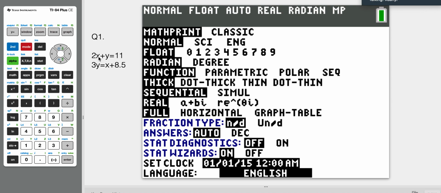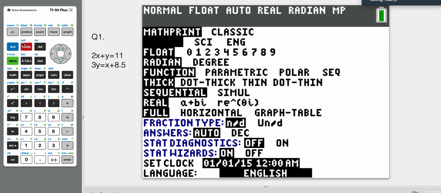Now I'm going to show the example, which is the question for this video. That is 2x plus y equals 11, our first equation, and our second equation is 3y equals x plus 8.5. Today I'm just going to solve for two variables, but if you need three variables, for example, if you're solving for x, y, z involving three different simultaneous equations, you definitely will be able to do so following the same principle.